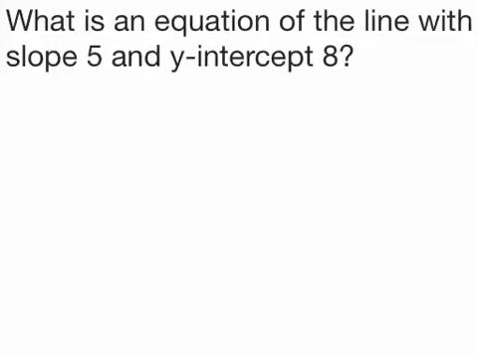The next example says, what is an equation of the line with a slope of 5 and y-intercept of 8? If the slope is 5, that means for the y equals mx plus b, I need to plug in 5 for the m. And if the y-intercept is 8, I need to plug in the 8 for the b. So the equation would be y equals 5x plus 8.